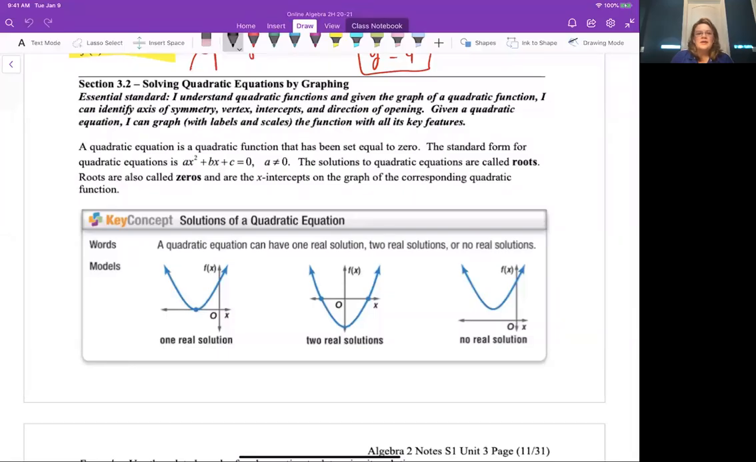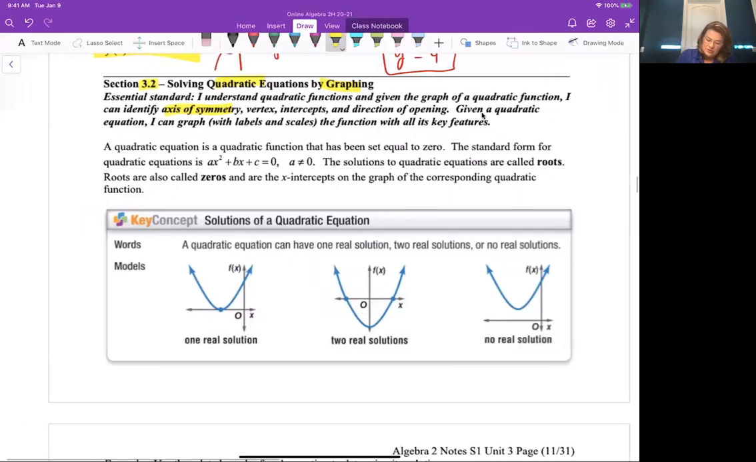All right, guys, we are starting with our lesson today, which is on 3.2. We are going to solve quadratic equations by graphing. So the essential standard is: I understand quadratic functions, that's what we've been learning about, and given a graph of a quadratic function, I can identify axis of symmetry, vertex, intercepts, and the direction of opening, okay?